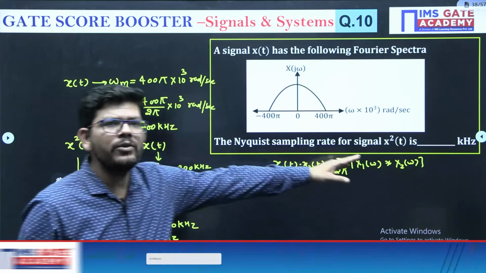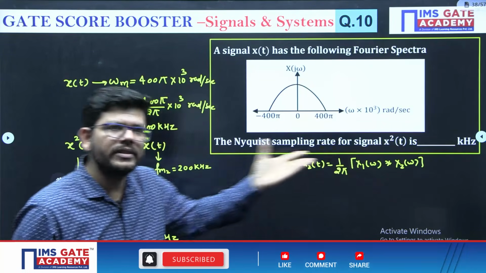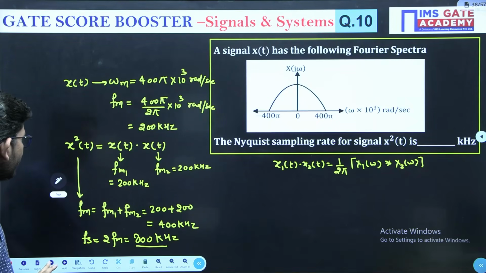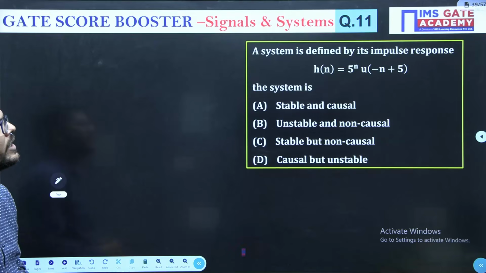Instead of x square, you may get any other power also. The same way you have to do here. This is why I have chosen this question, to remind you of this factor. Now have a look over this question.